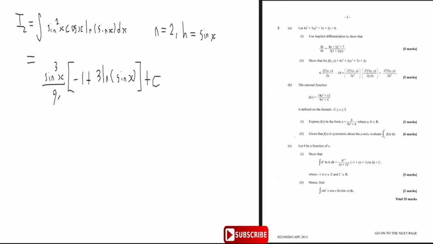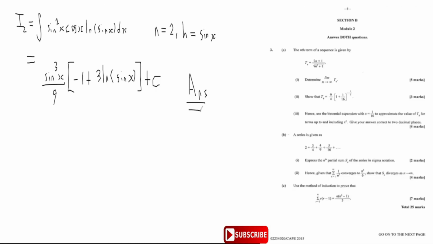n is 2, 2 plus 1 is 3, yeah, that's 9. 2 plus 1 is 3, just making sure all is well. So that is what this works out to be. And this takes care of question 2. Nice and easy. Now we go to module 3.